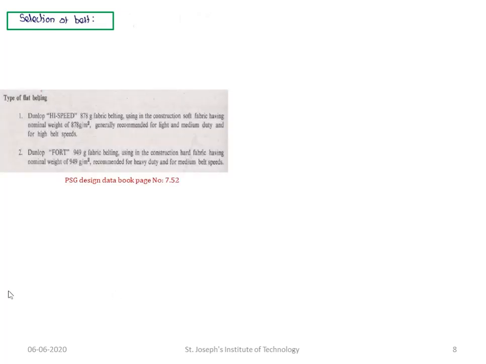If we go to page number 7.52 in the data book, we can see two types of belt: high speed belt and fork belt. High speed belt is recommended for light and medium duty applications, and fork belt is recommended for heavy duty and medium duty applications. From that I am going to select the high speed belt because this is recommended for light duty application. Our application is a fan, so high speed belt is more than enough to transmit the power.